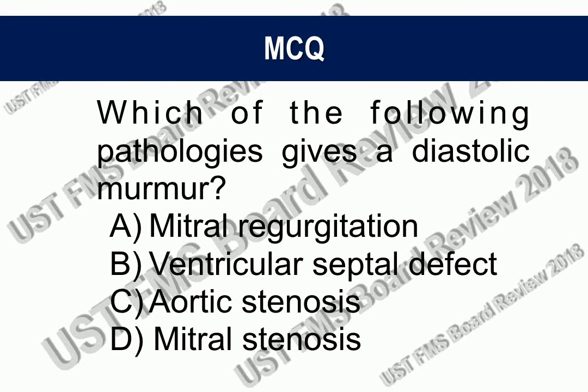Let's go to another question. Which of the following pathologies gives a diastolic murmur? A. Mitral regurgitation. B. VSD. C. Aortic stenosis. D. Mitral stenosis. The answer here is mitral stenosis.